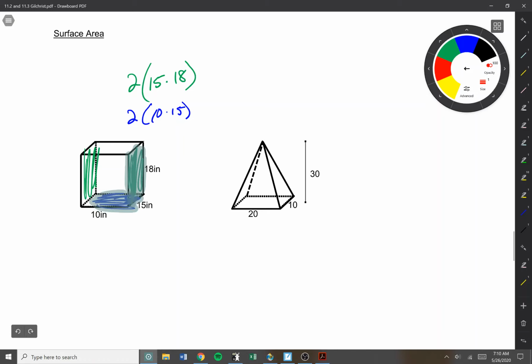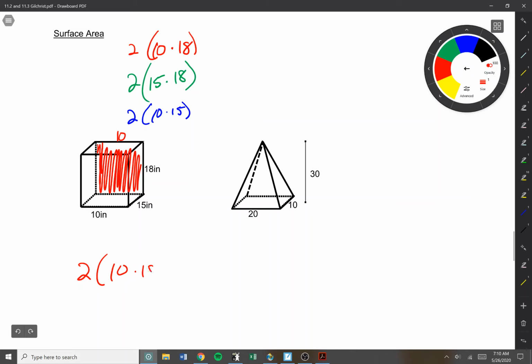And if I do the front face and the back face, I'm going to color in the back right now. The back is 10 by 18, because this length is 10. And of course, there's 2 of those. If I add all that up, that gets me the surface area of this shape.